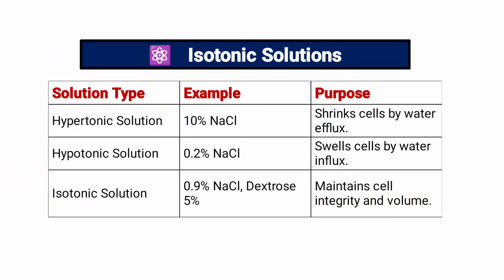Isotonic solution, hypertonic solution, hypotonic solution. Hypertonic solution, hyper means more than tonicity, 10% NaCl, shrinks cells by water efflux. Hypotonic solution, 0.2% NaCl, swells cells by water influx. Isotonic solution, 0.9% NaCl, dextrose 5%, maintains cell integrity and shape.